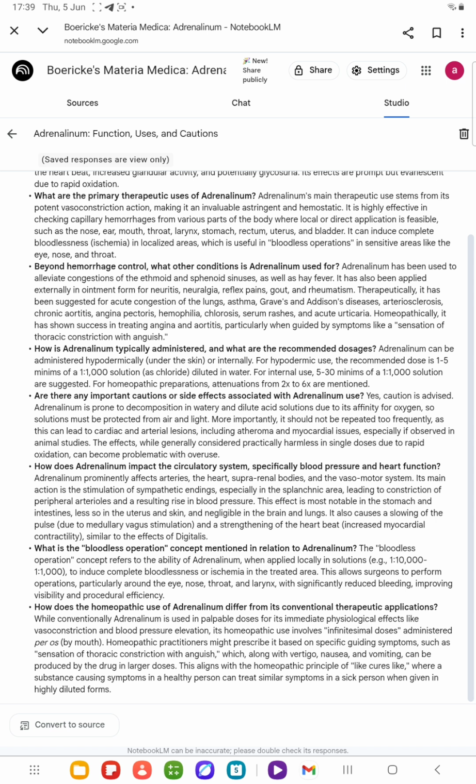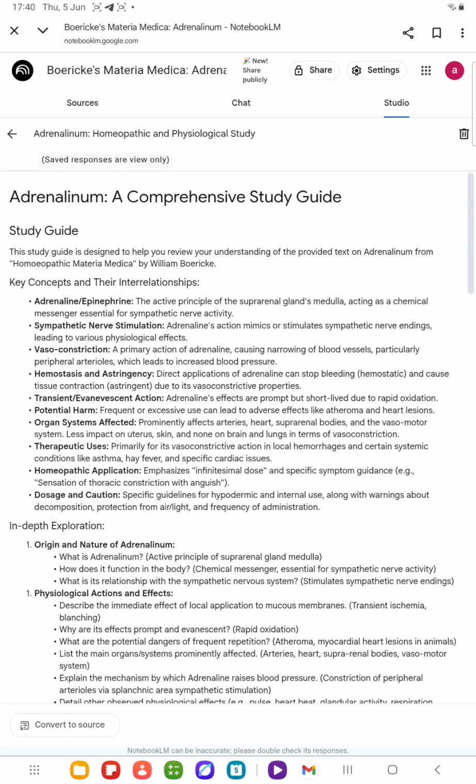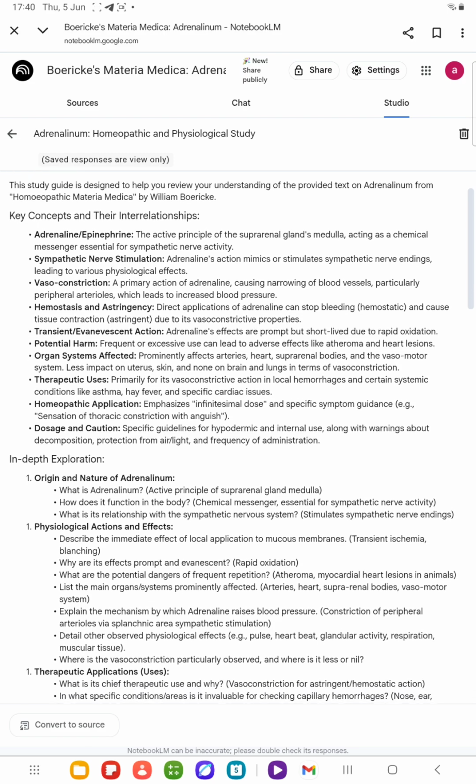Astringent meaning tissue tightening, and hemostatic meaning bleeding stopper. Right. So, primarily used to stop bleeding from small vessels. Exactly. The text says it's invaluable for checking capillary hemorrhages, those tiny bleeds, from pretty much all parts of the body, but with a key condition. Which is? Where local or direct application is feasible. You have to be able to get it right onto the bleeding spot.